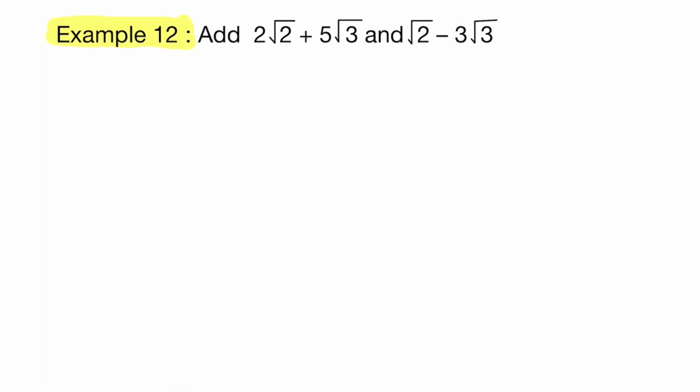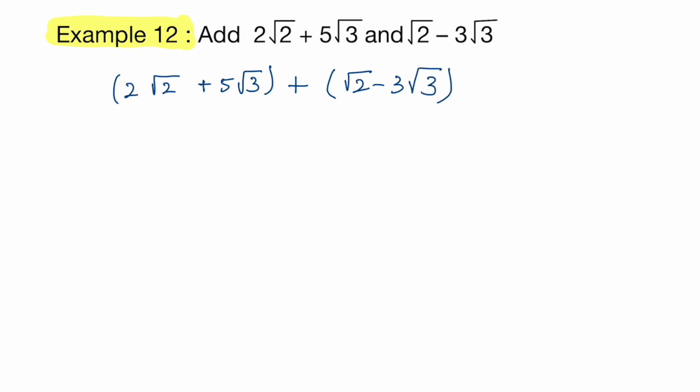So here is the next example, which is add 2 root 2 plus 5 root 3 and root 2 minus 3 root 3. So we have been given 2 numbers and we are supposed to add them. Okay, so let me just write these 2 numbers first. 2 root 2 plus 5 root 3. This is one number and you are supposed to add this with root 2 minus 3 root 3.